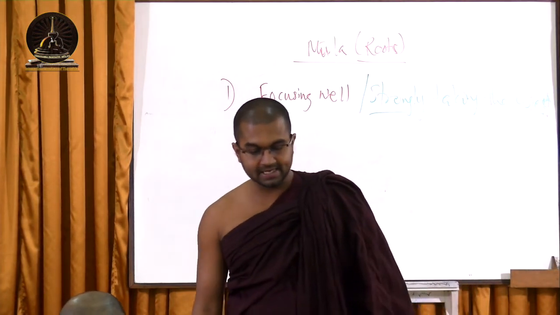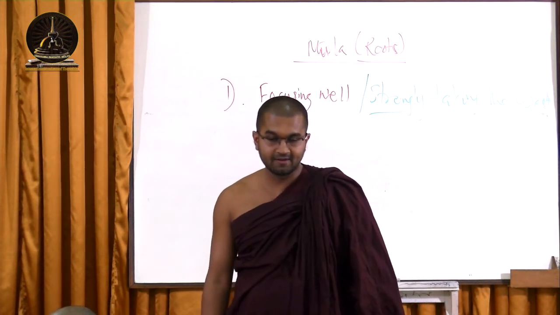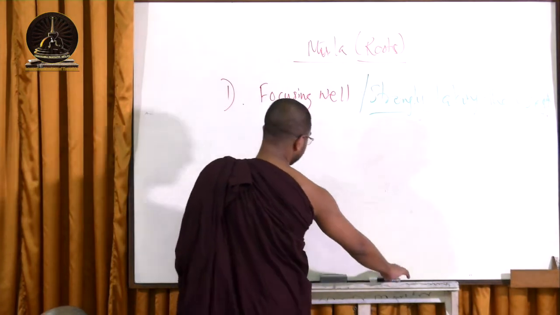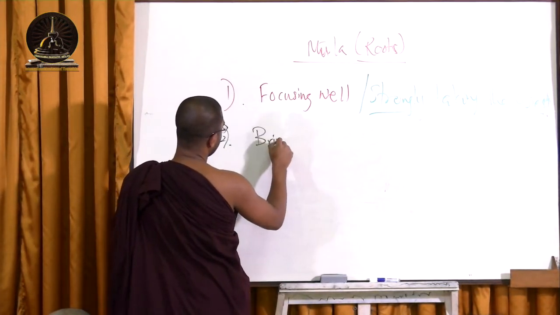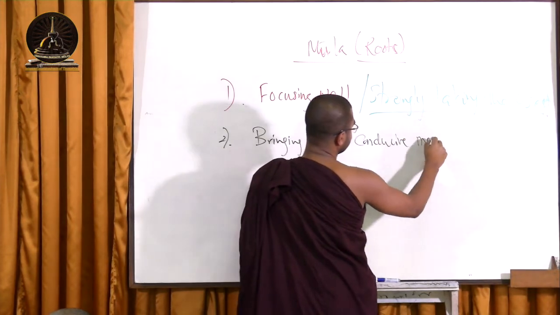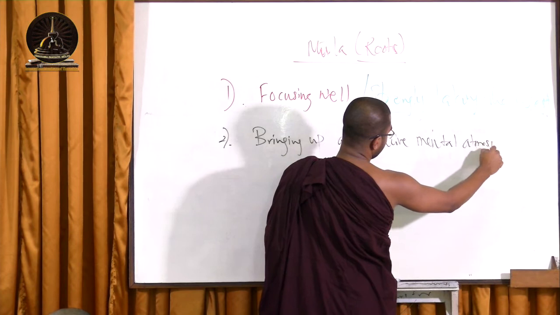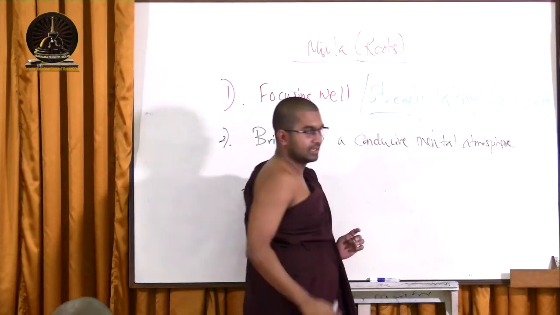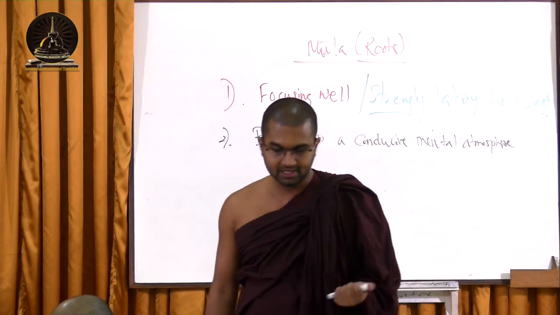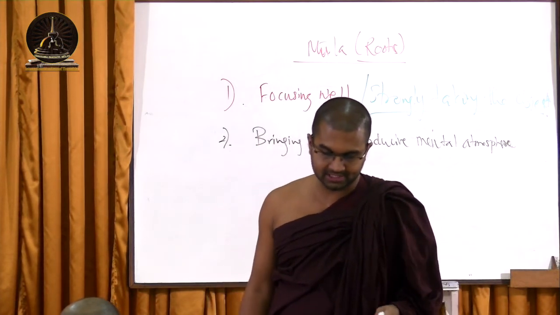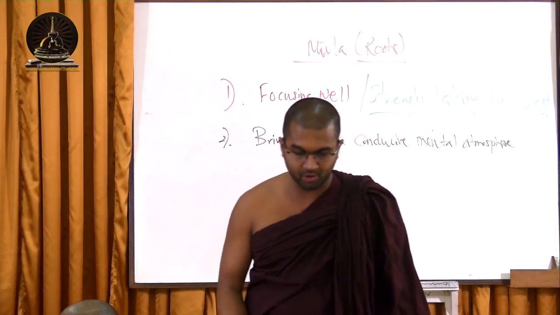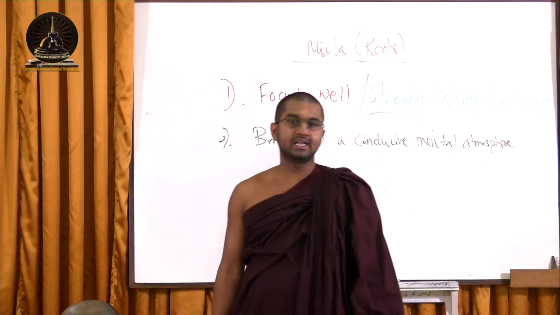The second way is by bringing up a conducive mental atmosphere for associating mentalities to grow upon. So it's not a physical atmosphere, it's a mental atmosphere. How does it do this? Roots carry nutriment from the soil into the tree, so the tree grows well and sustains for a longer period. In the same manner, mūlas create conducive mental atmospheres for mentalities to grow upon relevant objects and actions. This is done with lobha especially.